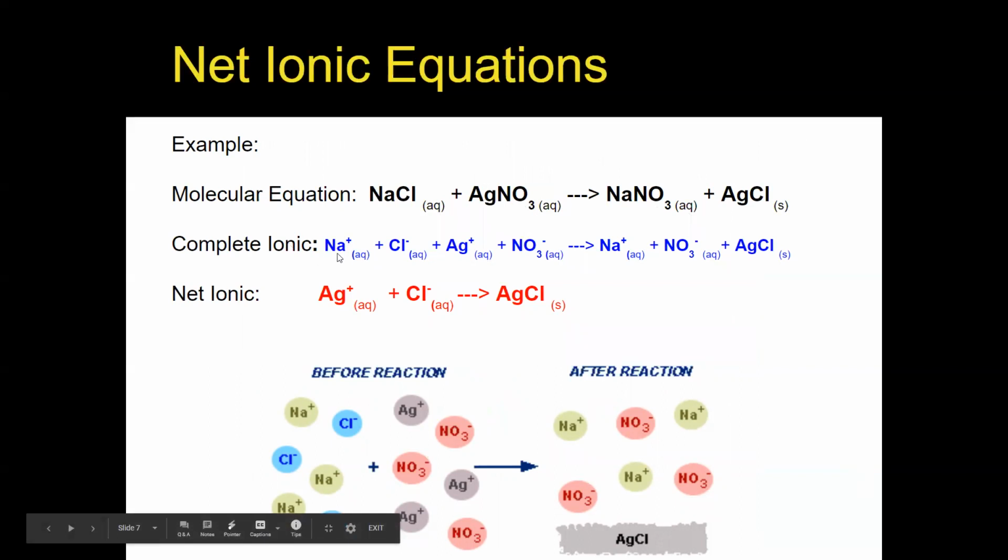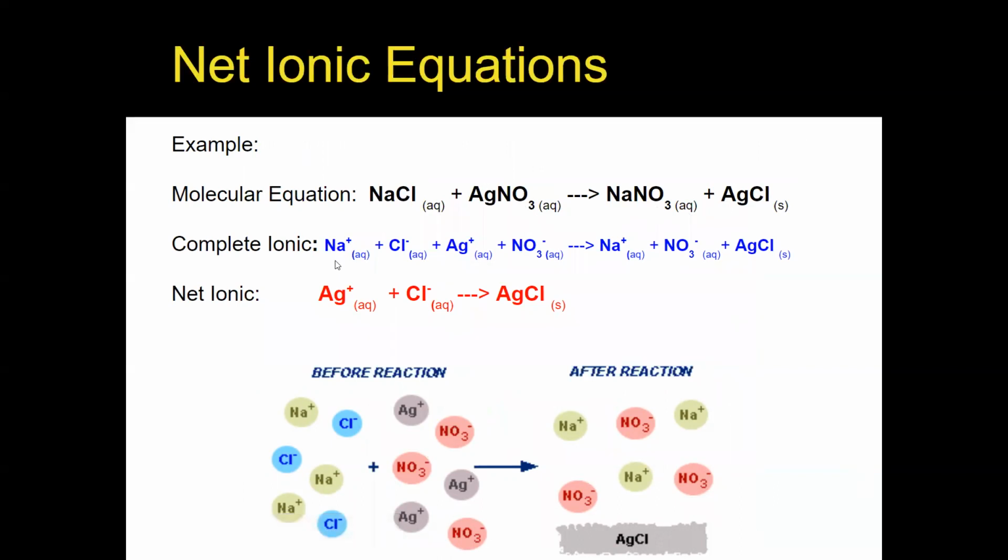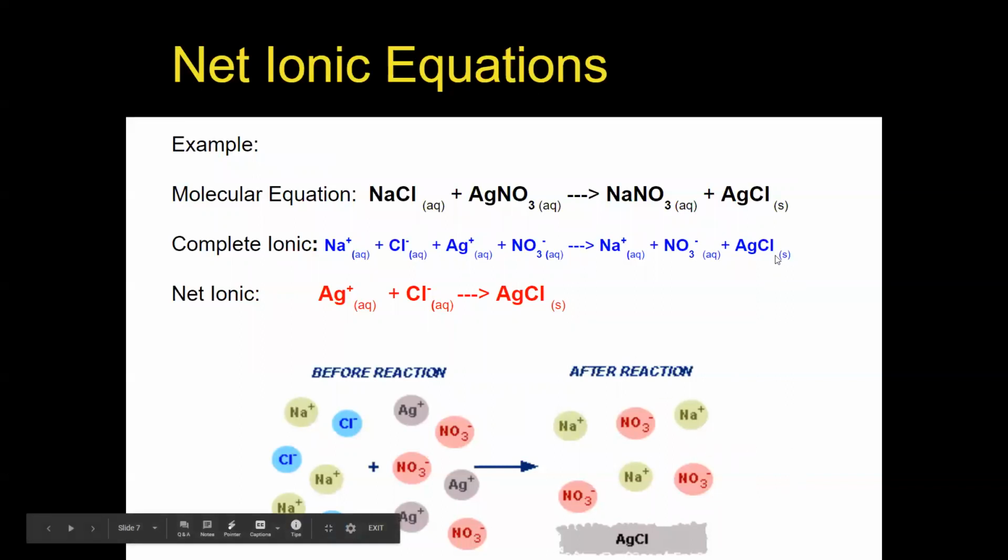So what happens to salts when they are in solution? They break up. So really what's happening in water is you have sodium ions, you have chlorine ions, silver ions, and you have nitrate ions all floating around in solution. Once the reaction takes place on the other side, your sodium and your nitrate ions are still floating around in solution, but your silver chloride has dropped out of solution and is on the bottom.